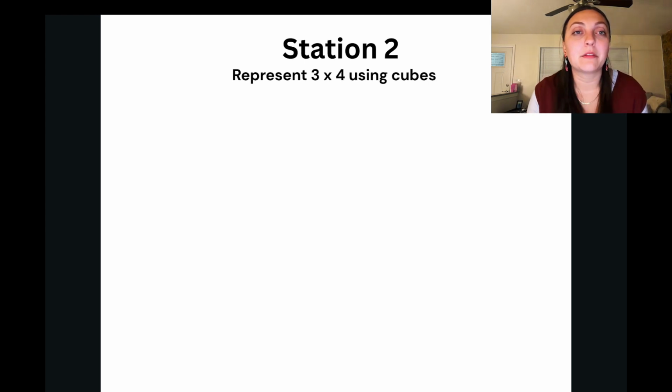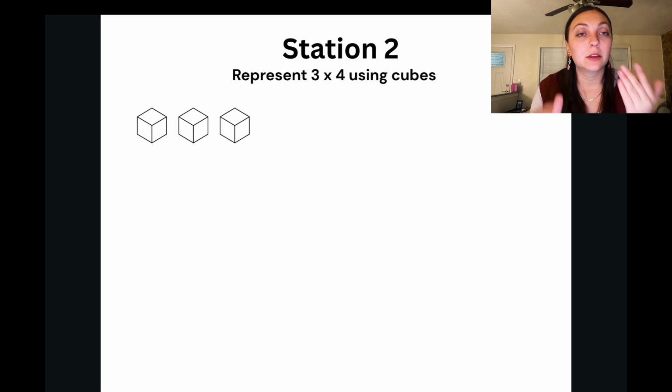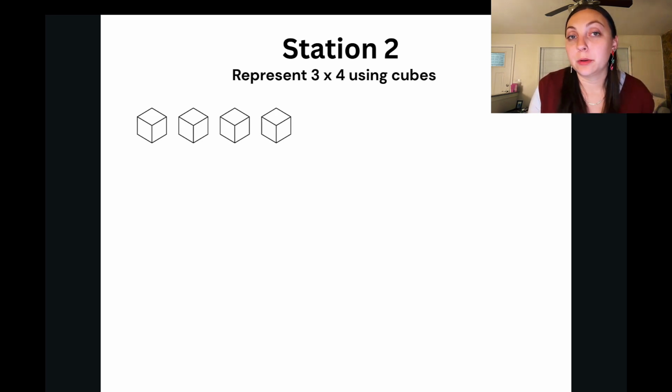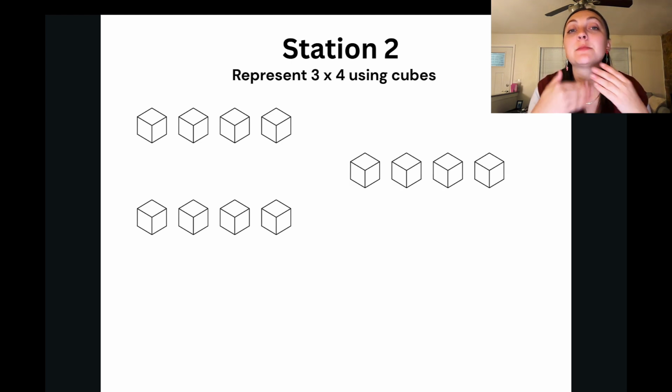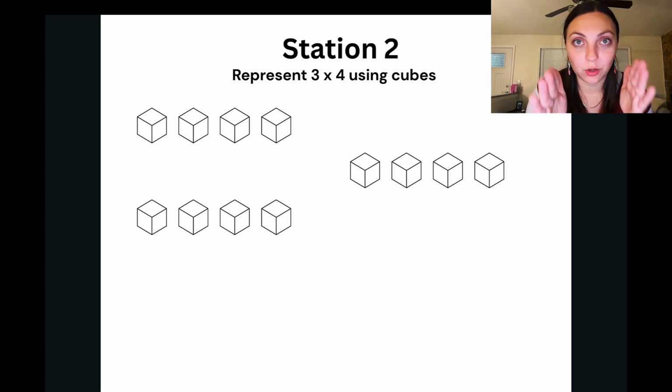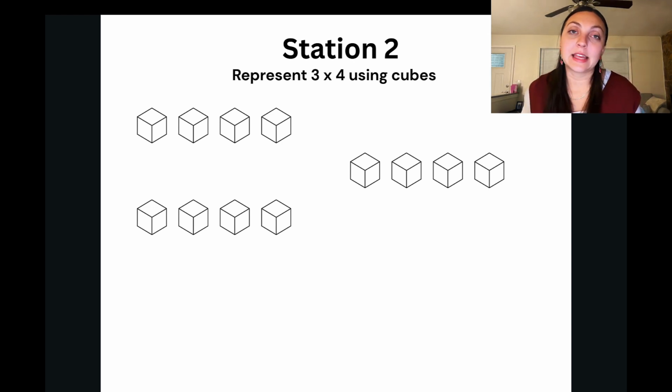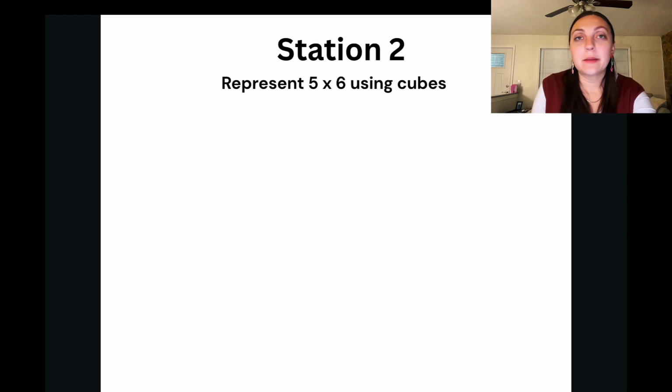And then with 3 by 4, it's essentially the same thing. I'm using those manipulatives to build, okay, here's my one group of 4. Here's my second group of 4. And here's my third group of 4. And then you can count either 4, 8, 12, or they just count one on one until they get to 12 and get the answer. So station 2 is a little bit quicker, but that's okay.